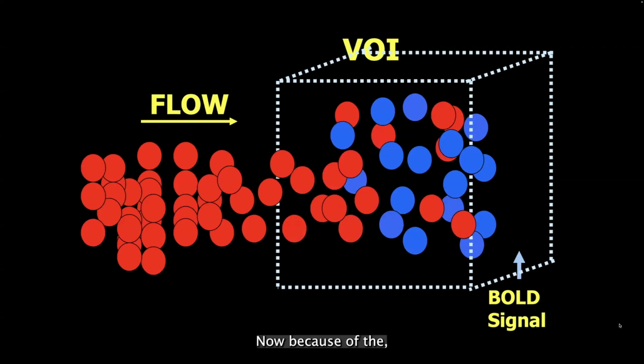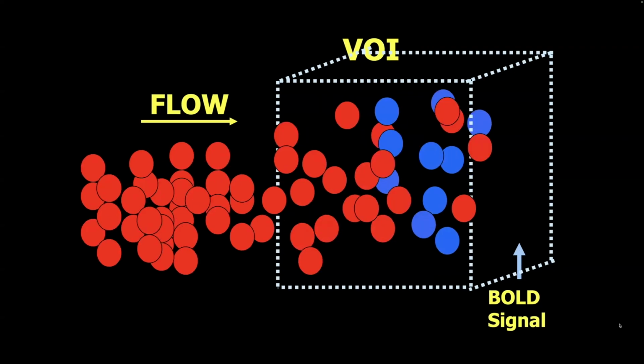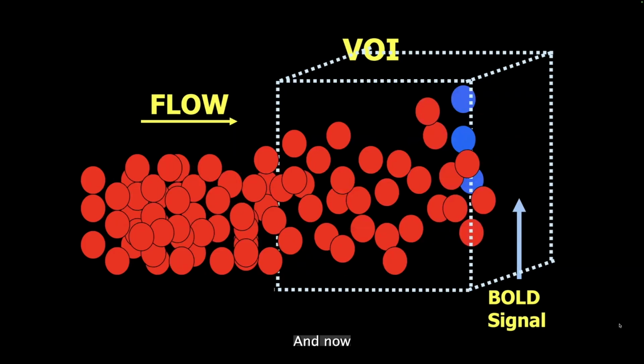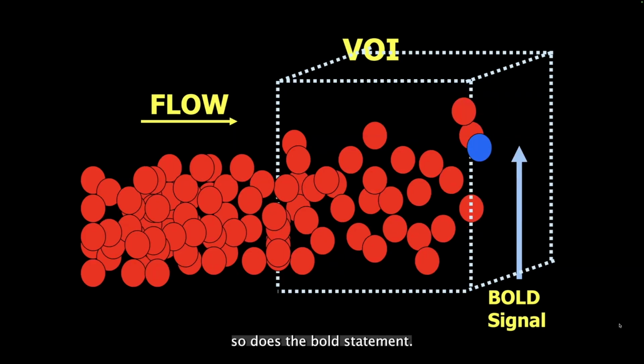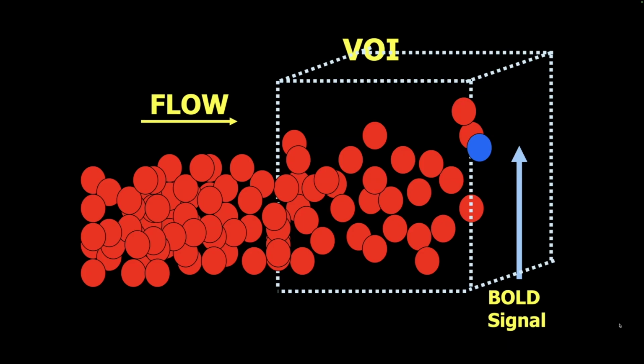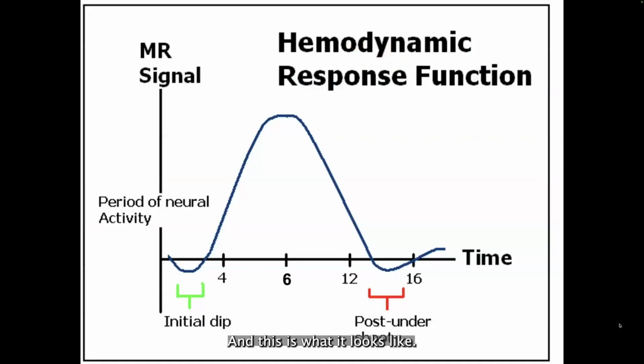Now, because of the imbalance between deoxy and oxyhemoglobin, oxygenated blood begins to flow in. So neurons fire, neurons are firing, oxygenated blood goes up, and now so does the bold signal. And what we can measure then is in areas where there's heightened neural firing, there should be this response and therefore an increase in bold signal. And this is what it looks like.